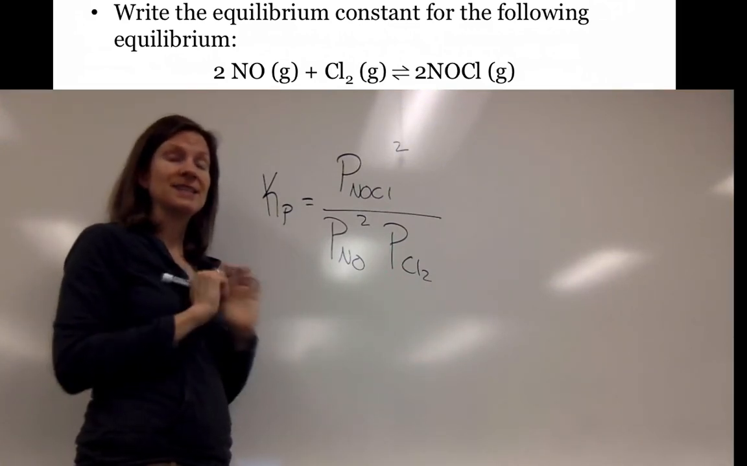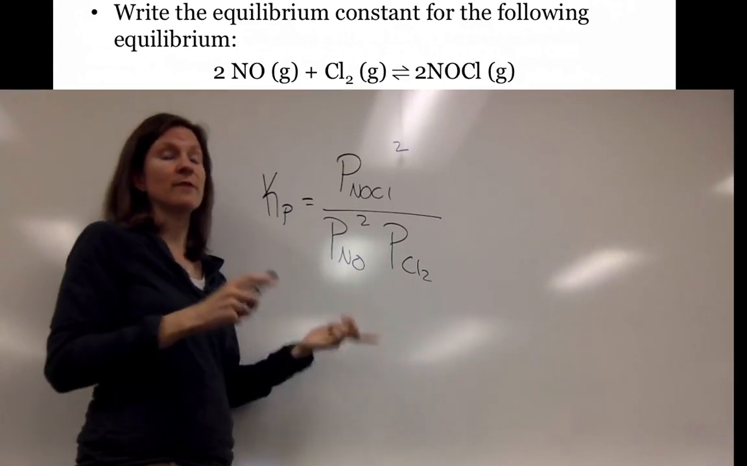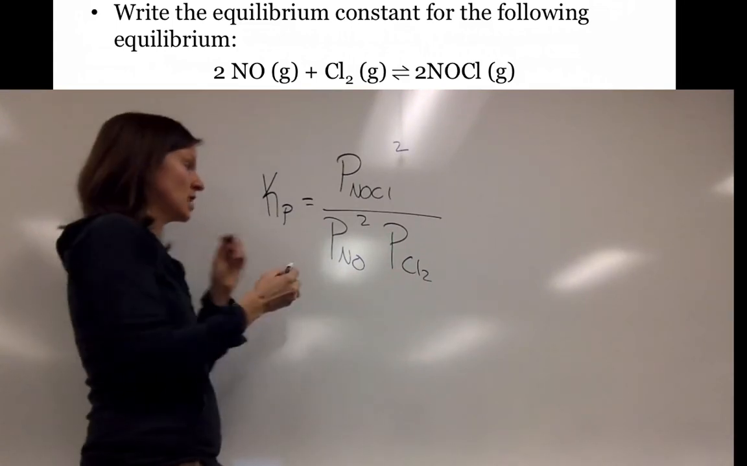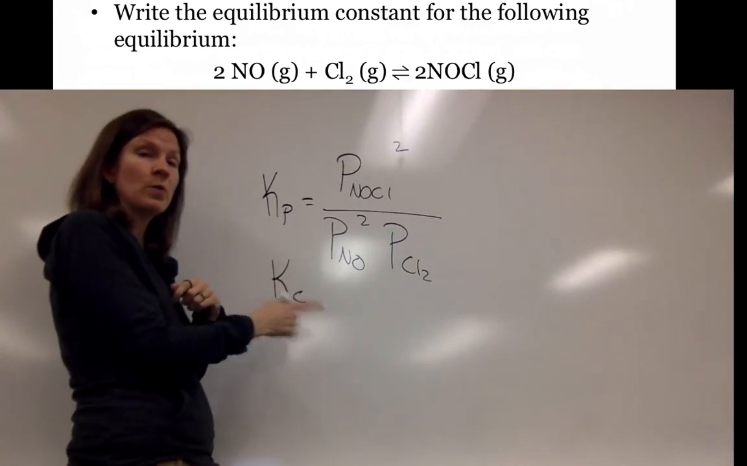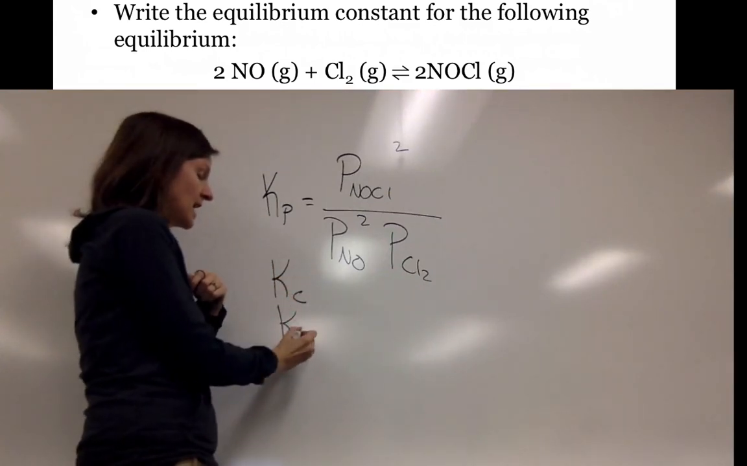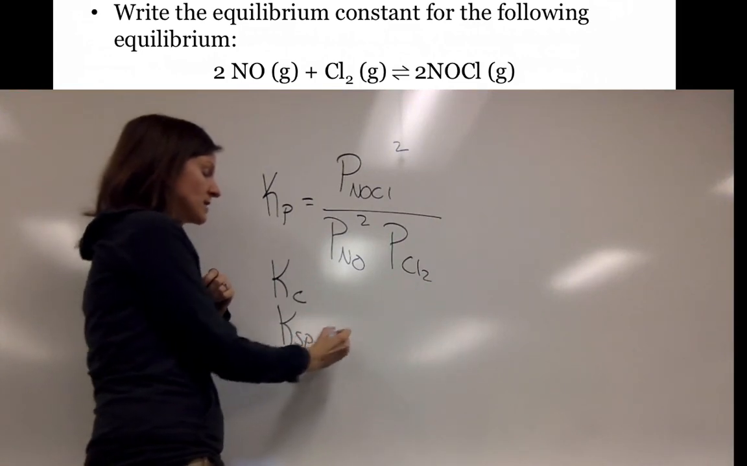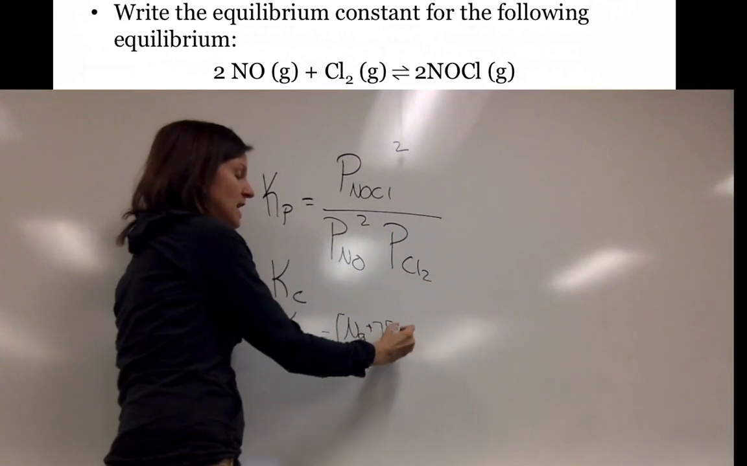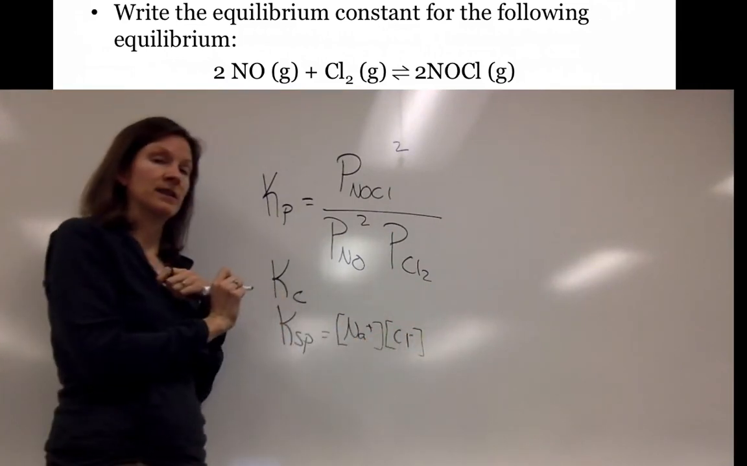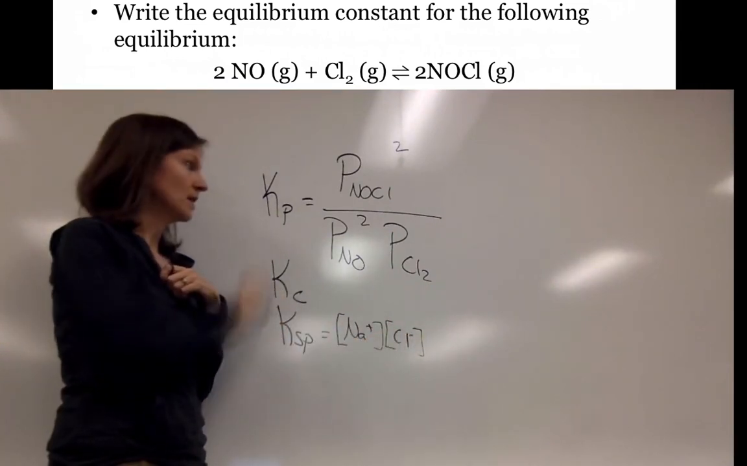Again, Kp is not the same thing as Kc, it's a different equilibrium constant. So now we have Kp, we've got the K for concentration, which is what we've been doing, and we've got Ksp, which is always the ion product, or the products of the ions in any given dissolving. So those are your three.